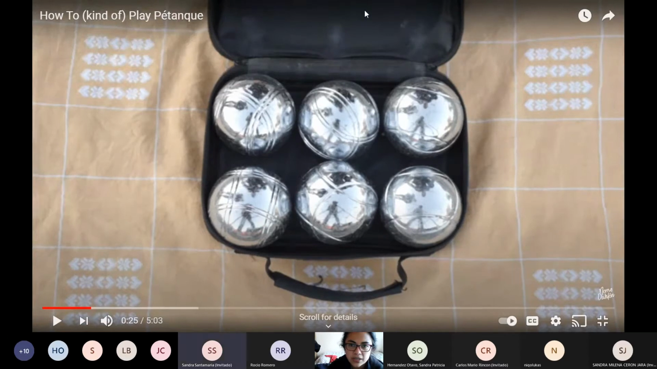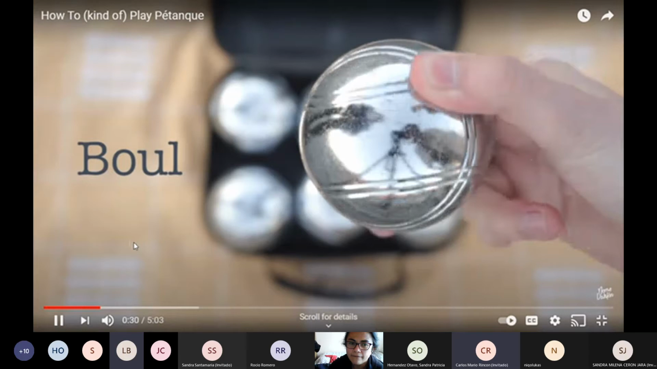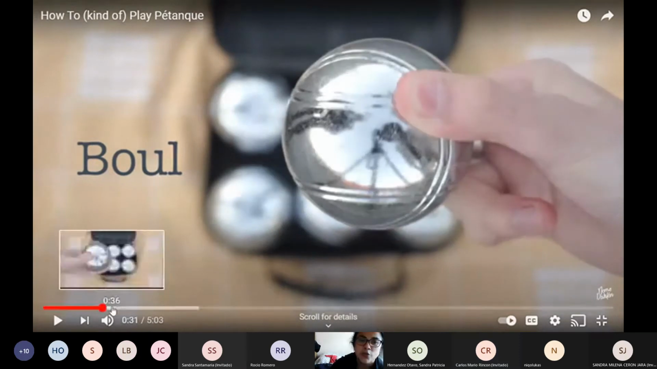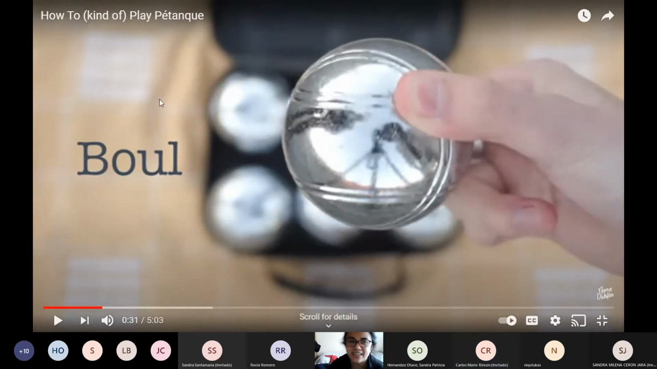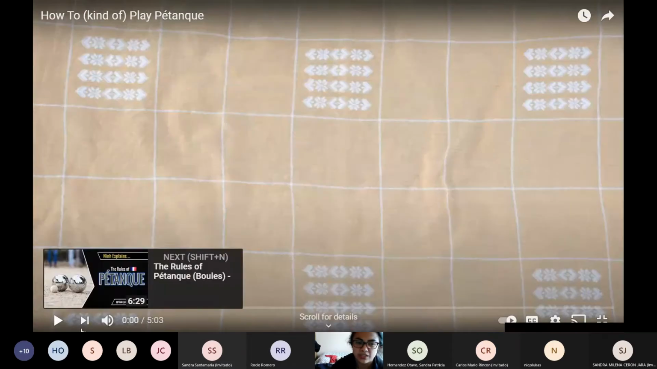Let me check the ball here. These 6 balls, can you guys hear them? Can you listen? No. This? Yes. Okay. And I'm going to show you what the word pétanque is. And then we discuss what it is.